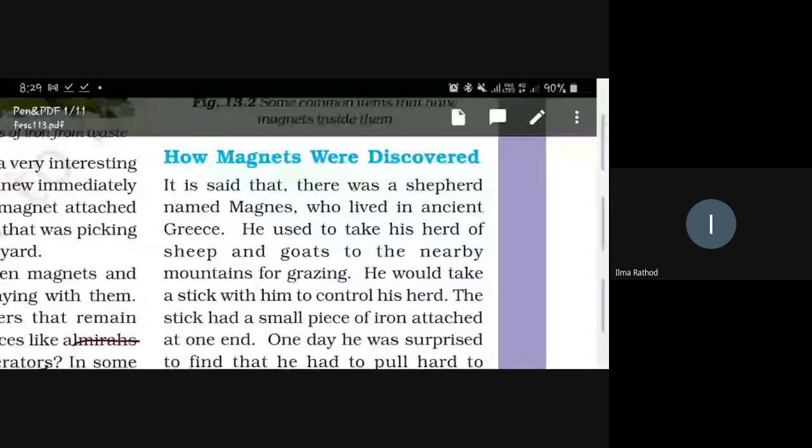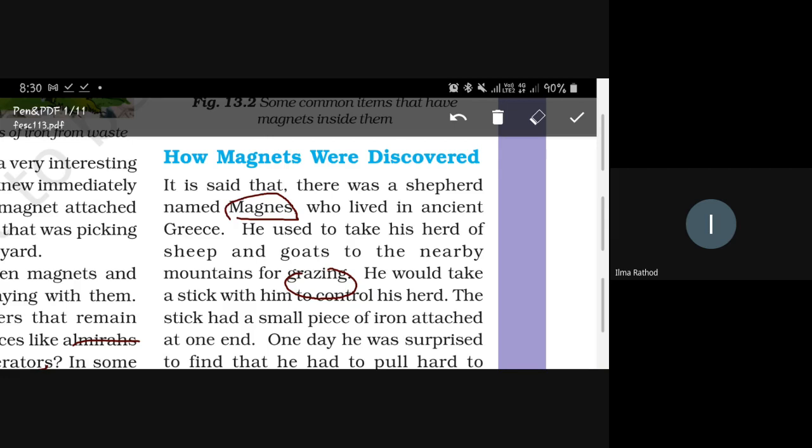Now, how magnets were discovered. There is a good and big story in ancient Greece of how this magnet was discovered. The shepherd means the one who grazes cows and goats, right? The name was Magnes, who lived in ancient Greece. He used to take his herd of sheep and goats to the nearby mountain for grazing. Grazing means the goats eating food.